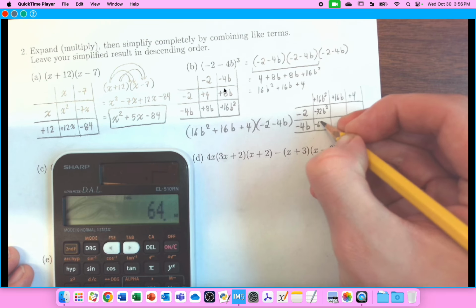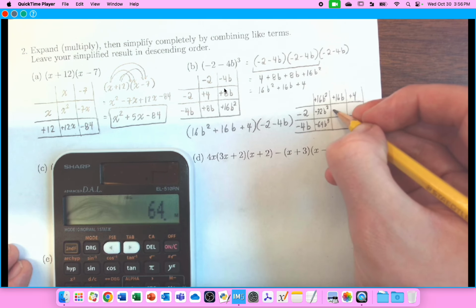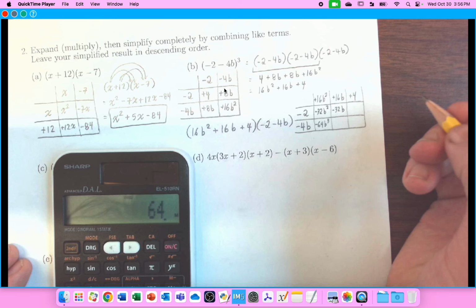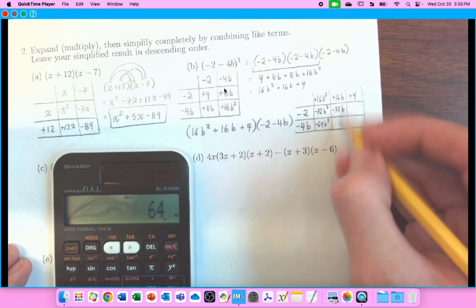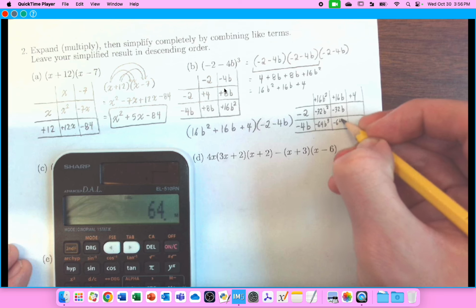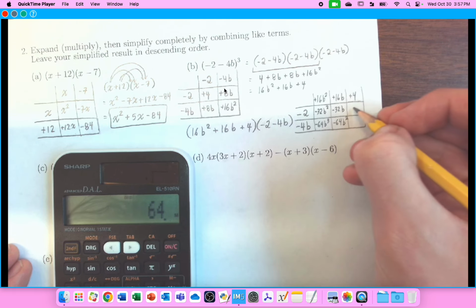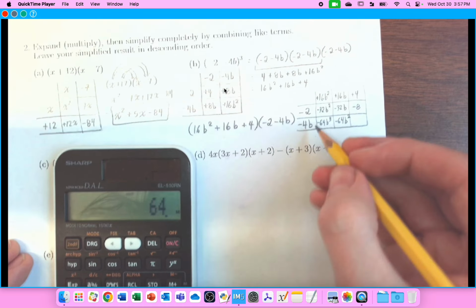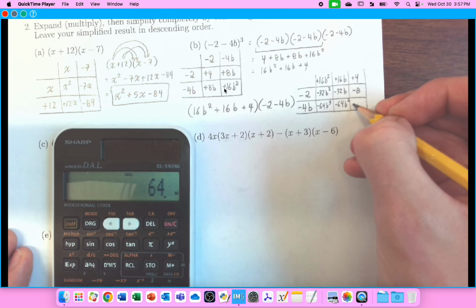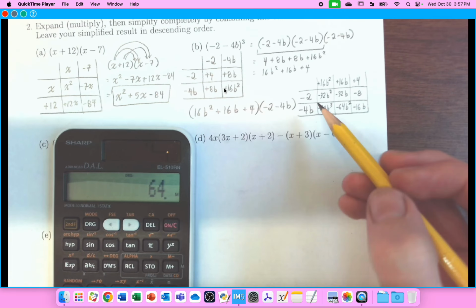Negative 64b cubed, negative 32b, negative 64b squared, negative 8. This question's pretty laborious, not gonna lie. Minus 16b. So I'm just gonna double check, did I do everything properly?